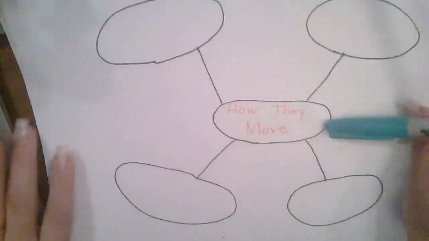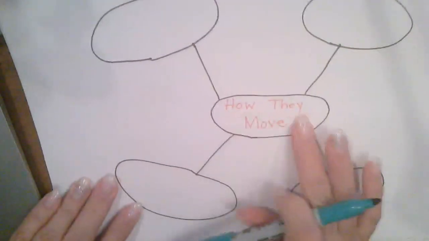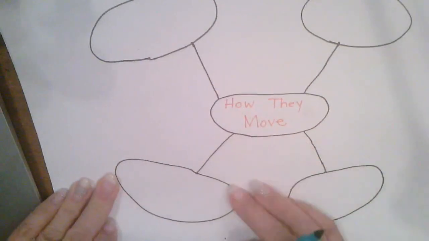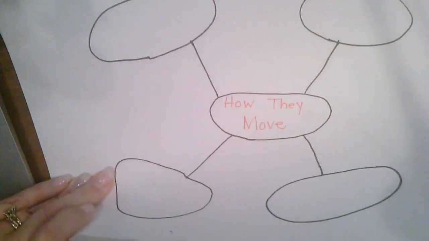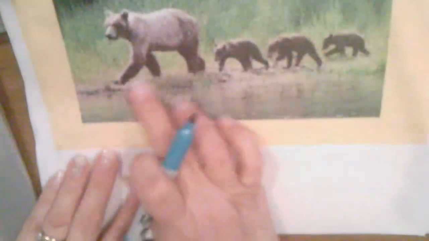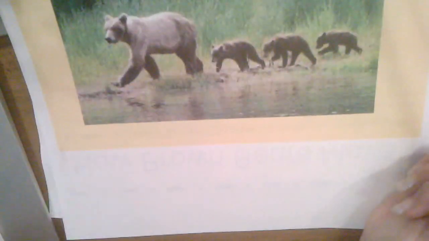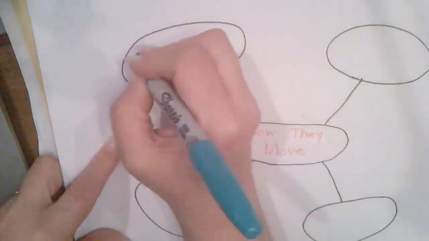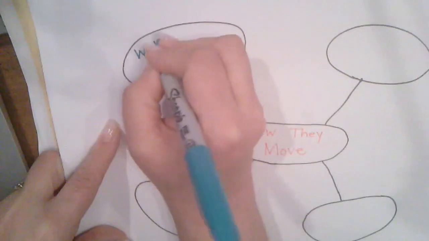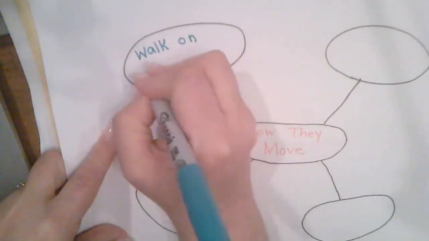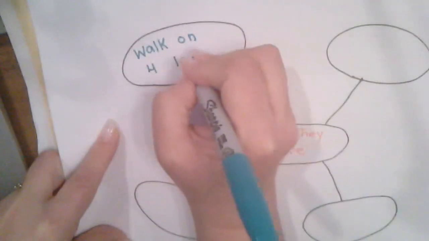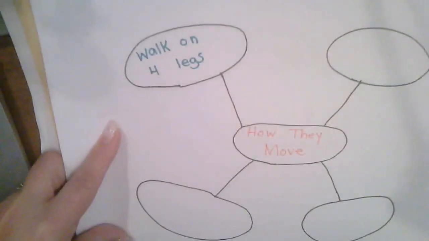Okay, here, how they move. Let's look at some pictures and find out how the bears move. And that's the topic. Here, what are they doing? They're walking on all four legs, aren't they? So we could add that to our web. Walk on four legs. Okay, let's keep going.